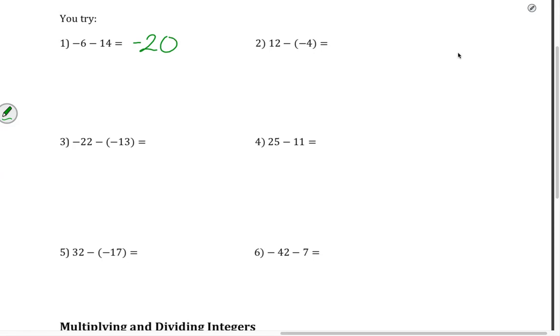Emma, do you happen to get number 2? Yeah. Is it 16? It is. So 2 negatives in the middle make a positive. So this is 12 plus 4.